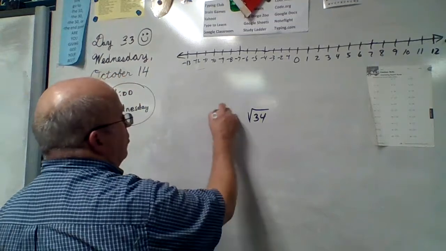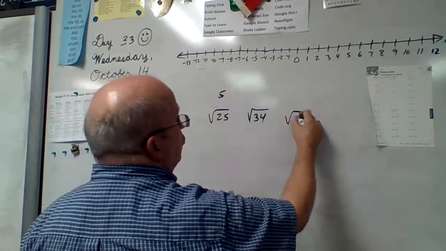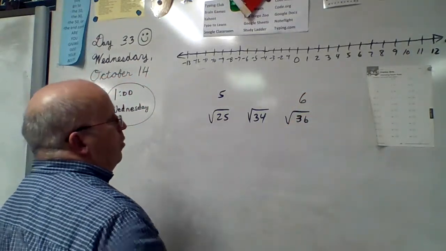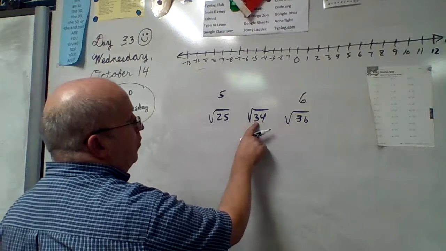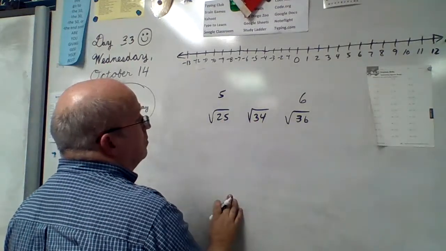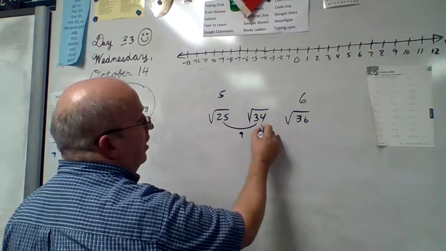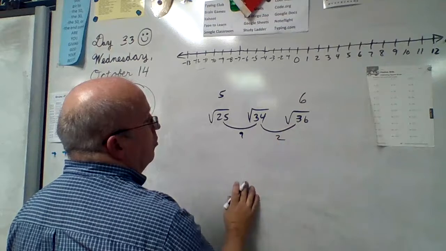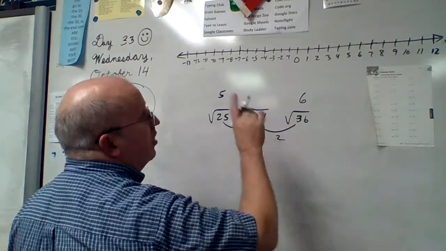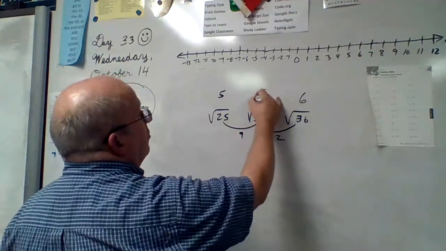I know that the square root of 25 is 5. And I know that the square root of 36 is 6. So the question is, is 34 closer to 25 or is it closer to 36? Well, hopefully you recognize that the distance between these two is 9 and the distance between these two is 2. So I'm going to say that the square root of 34 to the nearest integer, or the nearest whole number, is 6.